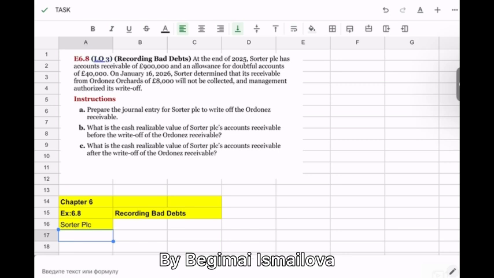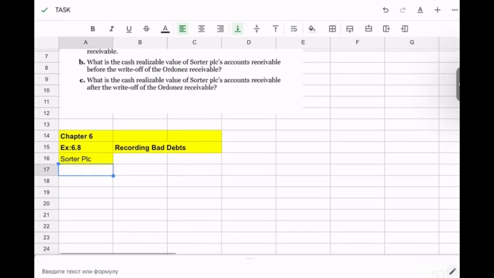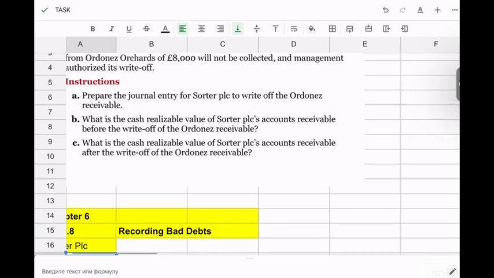Here I put the problem, the exercise. Let's start by understanding the question. At the end of 2025, Sorter PLC had total accounts receivable of 900,000. The currency is, I think, the South African currency, and an allowance for doubtful accounts, ADA, of 40,000.